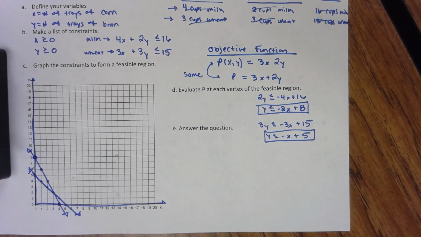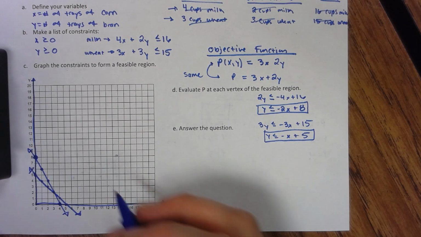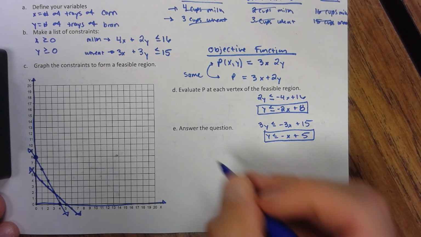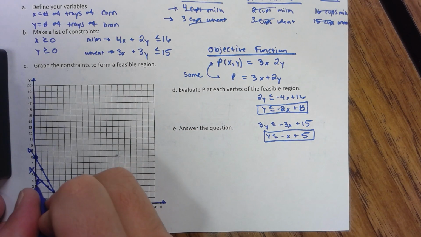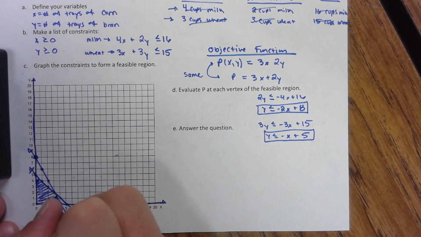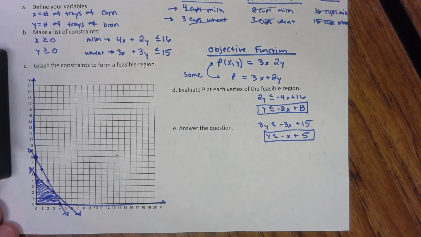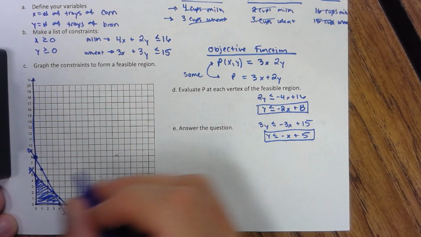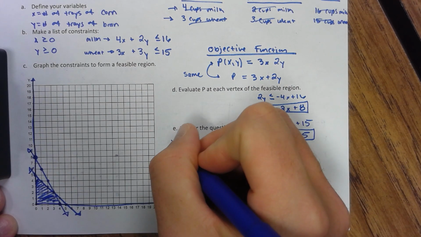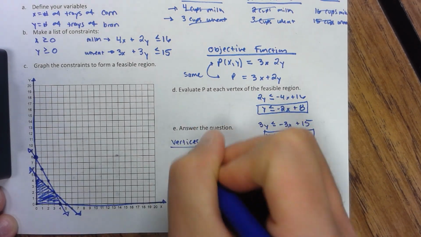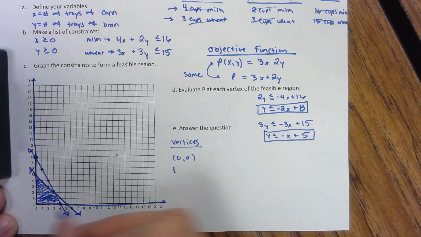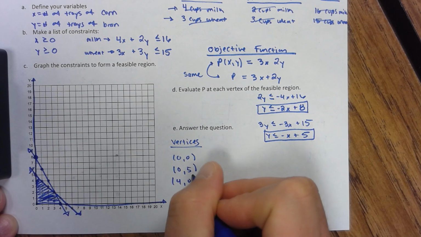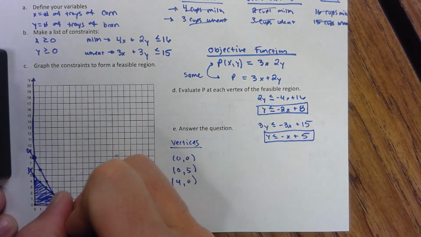And now we just need to make a note of all of our vertices. You can write them on your graph, or you can just write them on the side here. Again, our shaded region is below both lines, so it's this quadrilateral section. Again, I guess, nope, not a trapezoid still. There are no parallel sides. And so our vertices are 0, 0; 0, 5; 4, 0; and this one at 3, 2.